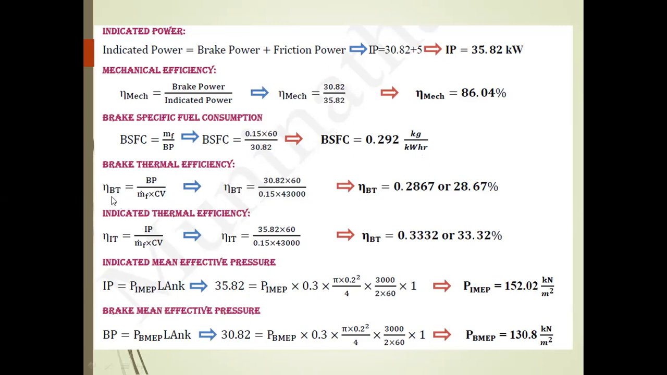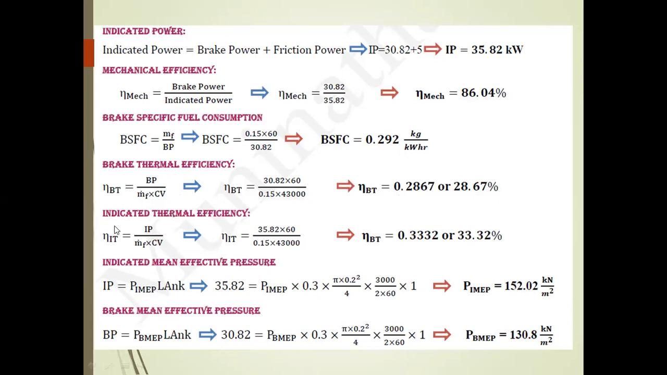Already we know the brake thermal efficiency is the ratio of brake power divided by the heat input, that is, the heat input is mass of the fuel into calorific value. You know the value of brake power is 30.82 into 60 divided by 0.15, that is the mass of the fuel, and the calorific value is 43,000. So finally we get the brake thermal efficiency 0.287. After that we can get 28.67%.